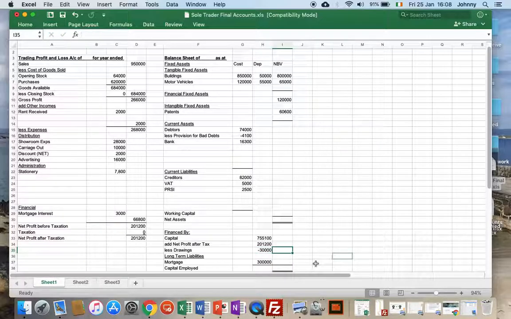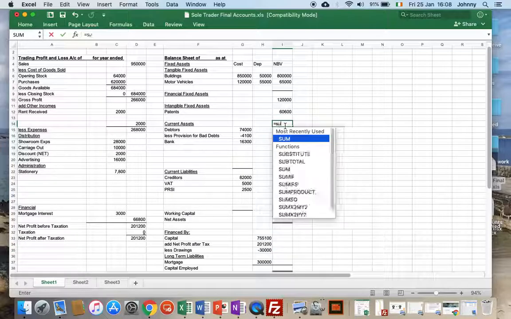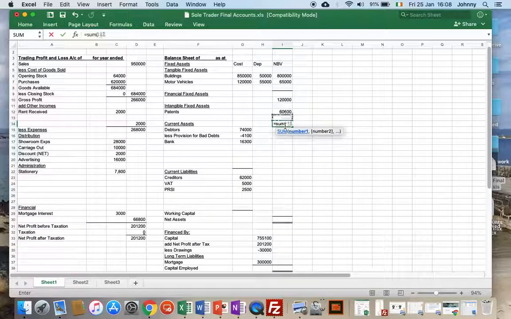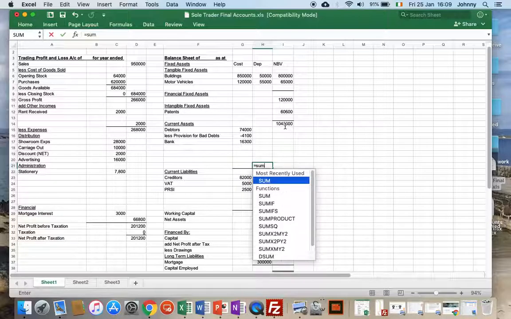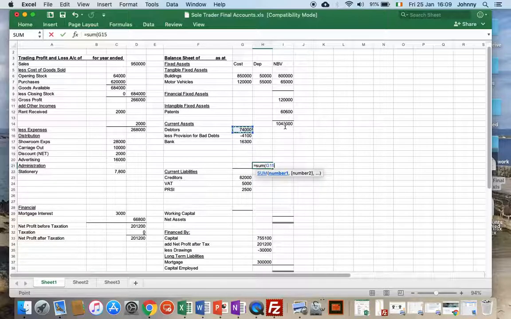This is where the owner of a sole trader business takes money out of the business for his own use. So fixed assets. I'm going to add all my fixed assets together. So it's 800,000 all the way down to the 6,600. I've got my current assets; I'll add all of them together. And then current liabilities.